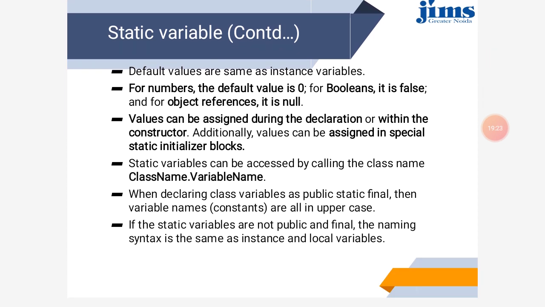Default values are the same as instance variable, for a number also, for a string also, for boolean also. For number it is 0, boolean is false, and for object it is null. Values can be assigned during the declaration or within the constructor. It's very simple, as happens with instance variable. And how do we call this? It is not called with the help of an object name, but we can use it directly, or we can call the static variable with the class name.